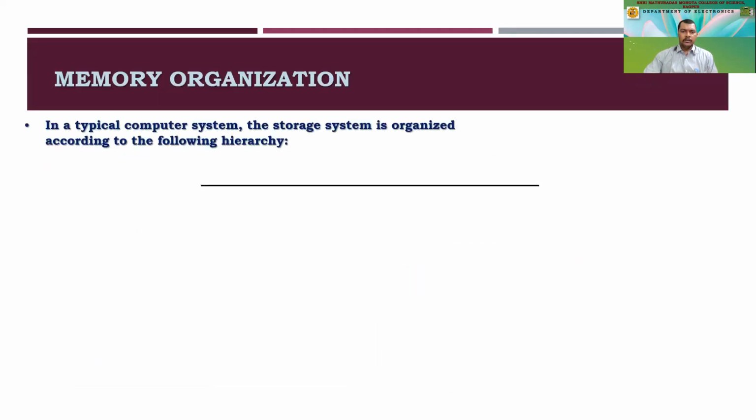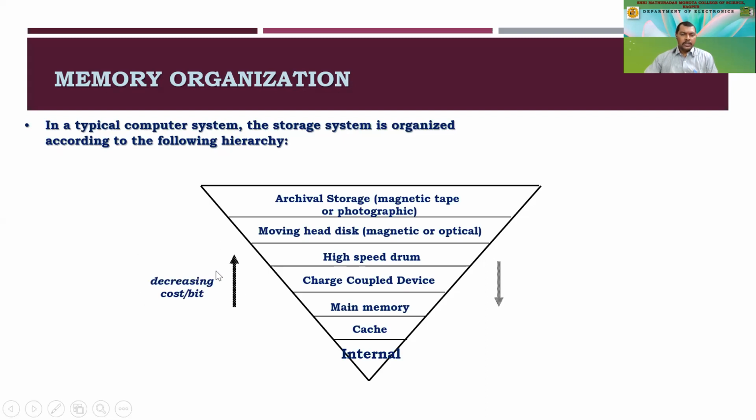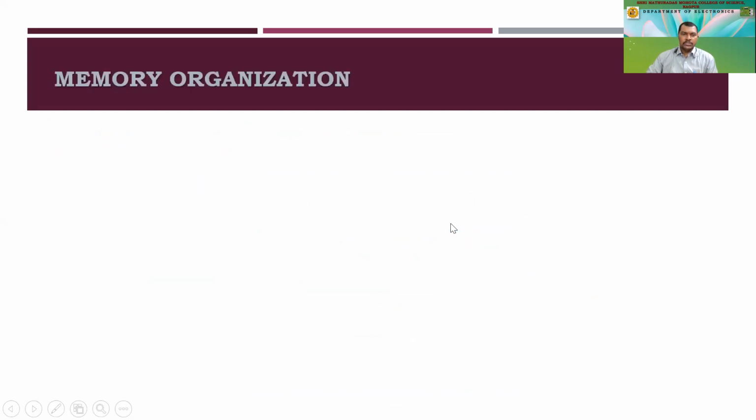And here, this is the hierarchy that I need to show you. It starts from the internal memory, then cache, then main memory, charge coupled devices, and high speed RAM. As you are able to see, moving up, the cost is decreasing and the access time is decreasing. So the internal memory is very close to the CPU, then cache, then main memory, then charge coupled devices, CCD we call them, then high speed drums, then magnetic or optical, then the magnetic tape and photographic. So we have this memory organization.